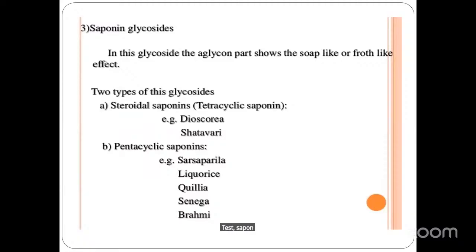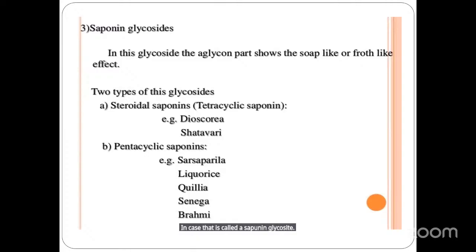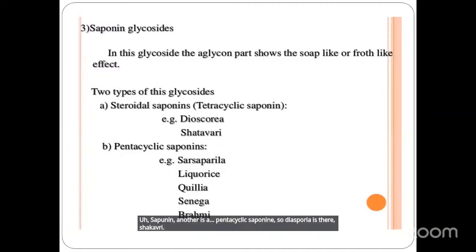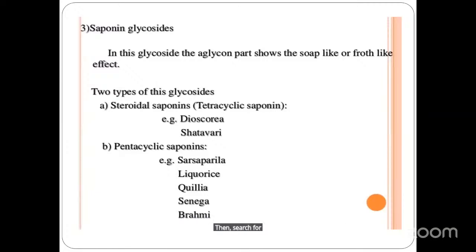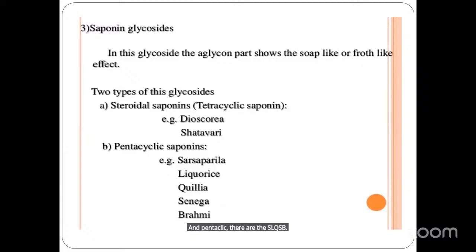Saponin glycoside. As you remember, the soap formation, a froth-like effect you will get, that is called saponin glycoside. There are two types of this glycoside. One is the tetracyclic saponin, another is the pentacyclic saponin. Dioscorea and shatavari are the steroidal ones. Then sarsaparilla, licorice, quillaia, senega, and brahmi are the pentacyclic ones, the SLQSB, right?